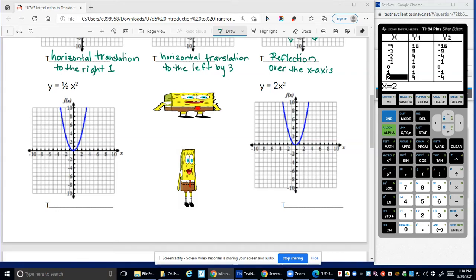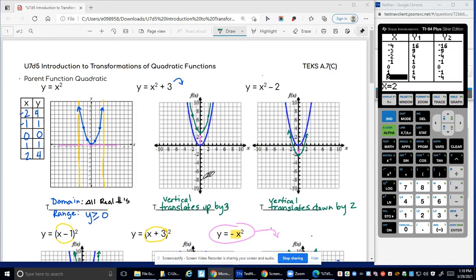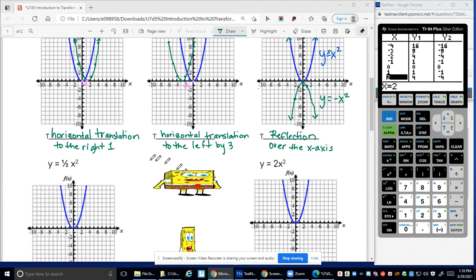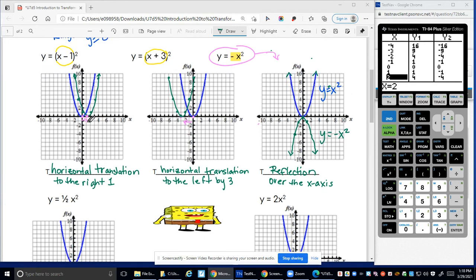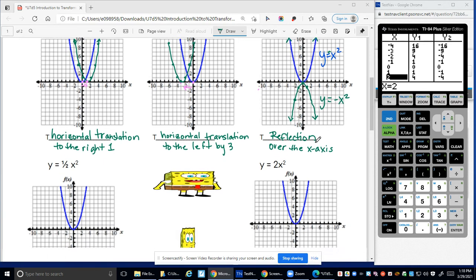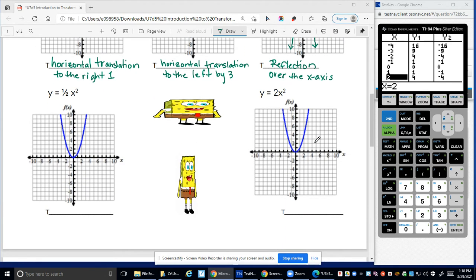Okay, here we are for our last transformation. Transformation is just a general word for all of these movements, right? And so far we've had the vertical translation, that's up and down, and then we've had the horizontal translation, that's right and left. We've had the reflection where it flips. And for our final one, we're going to be talking about compression and stretch.